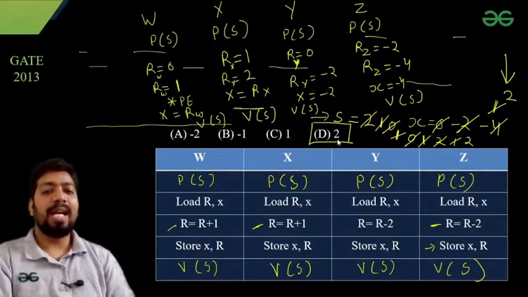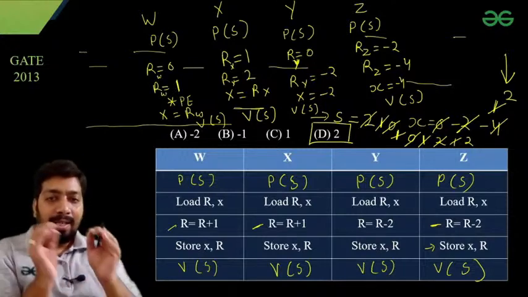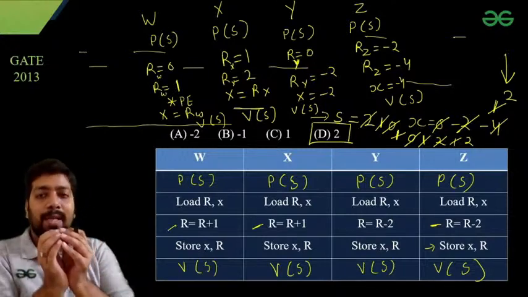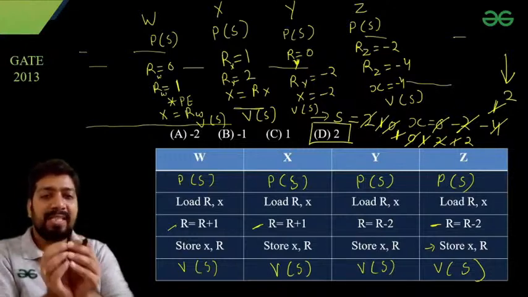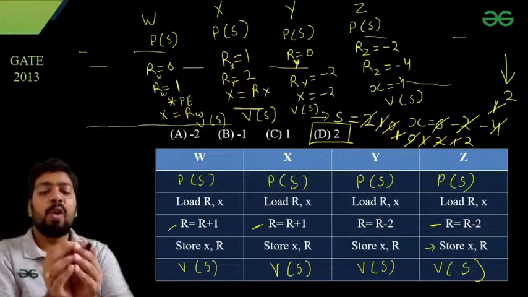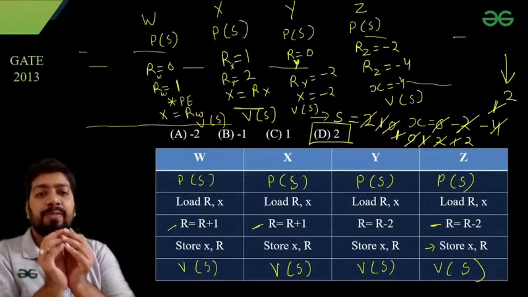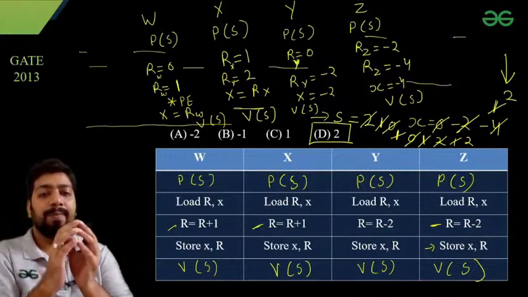You might have thought that the answer could be 0, -2, -1, maybe anything. But the person who prepared this question was very intelligent. He initialized the value of the semaphore to 2. If you are able to solve this question, trust me, you can solve 99% of semaphore based questions. You will be able to solve any question in the GATE exam.